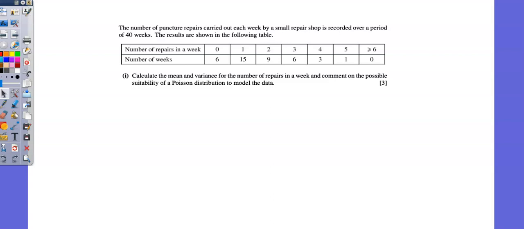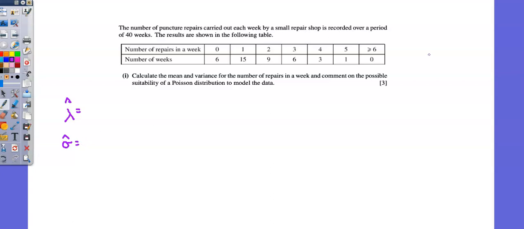Requirement 1. Calculate the mean and variance for the number of repairs in a week and comment on the possible suitability of a Poisson distribution to model the data. We're going to calculate an estimate of the mean, and we'll calculate an estimate of the standard deviation. In order to do that, I need some calculations from my table up above.